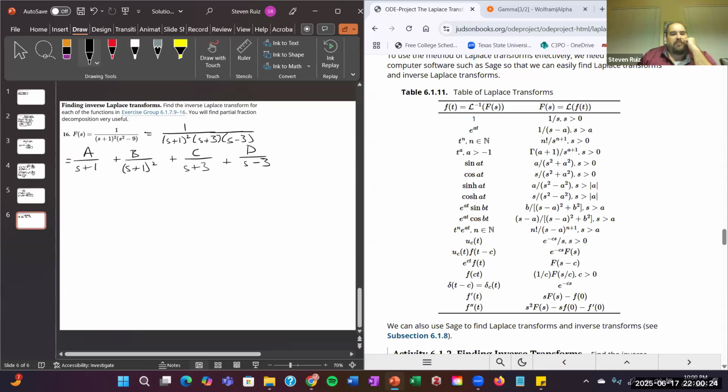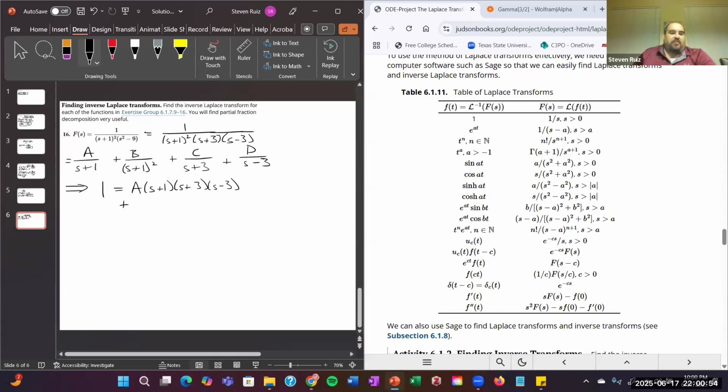So now, how do I keep doing partial fraction decomposition? I'm going to multiply both left and right-hand side by that full denominator. So what's that going to do here? That is going to give me this. 1, because all the denominators on my left-hand side cancel, equals what happens to each of these terms? A times (s plus 1)(s plus 3)(s minus 3).